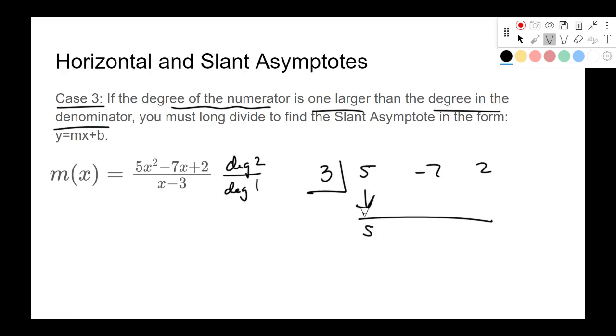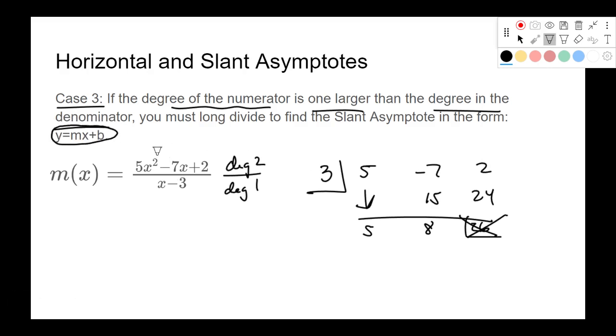Bring the 5 down. 3 times 5 is 15. That's an 8. 8 times 3 is 24. 26 is my remainder. Now, when you're looking at the slant asymptote, you actually ignore the remainder. You ignore the remainder completely because the form of the asymptote has to be the equation of a line, y equals mx plus b.